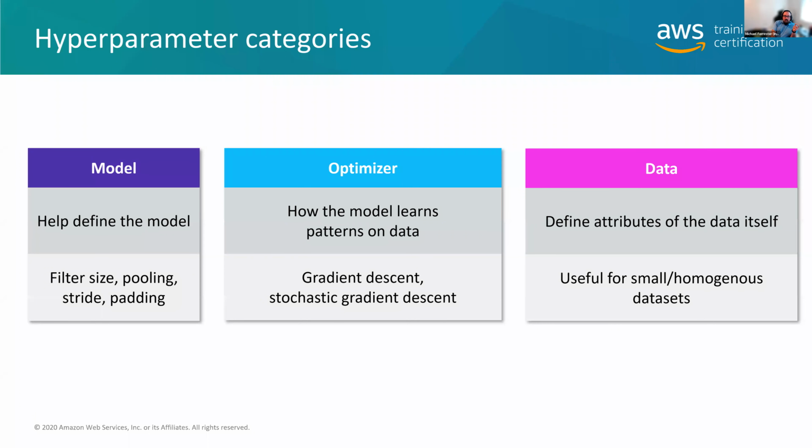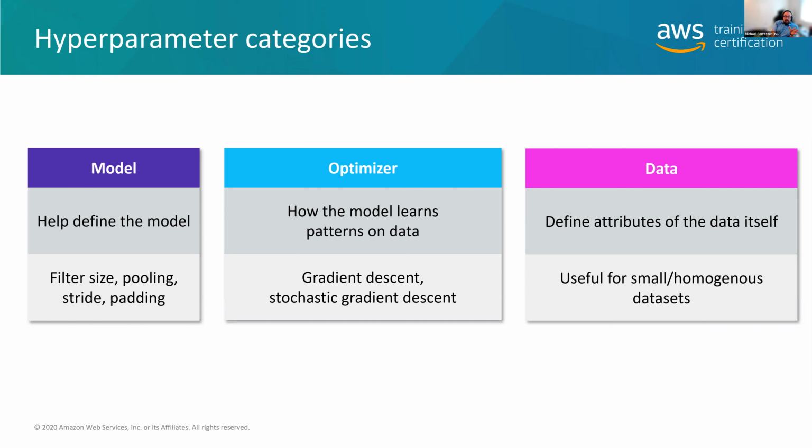And then data parameters, which are attributes of the data itself. This is where data augmentation really comes in, like cropping and resizing images, pivoting images. I don't know that I would consider that a hyperparameter category, though. That's more like data augmentation. Just my two cents.